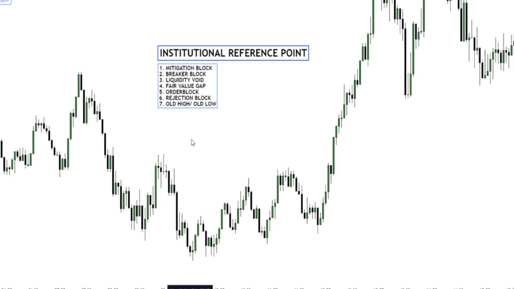We have 7 of them, and there are other ones that are auxiliary. I'll be going through the 7 major institutional reference points throughout the videos I'll be posting on this YouTube channel. So in today's video, I'll basically be introducing you to the first institutional reference point, which is a mitigation block. Now we have 7 of them. These are arranged according to their order of importance.